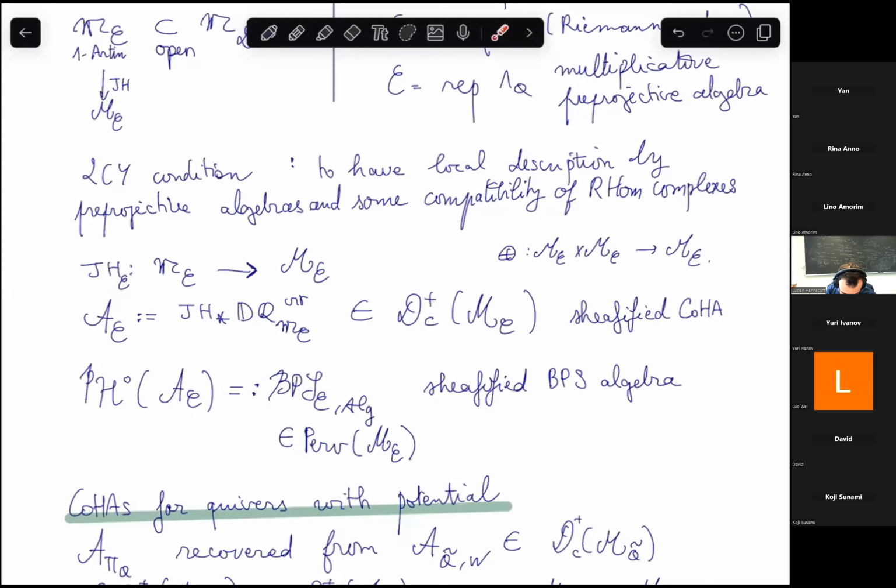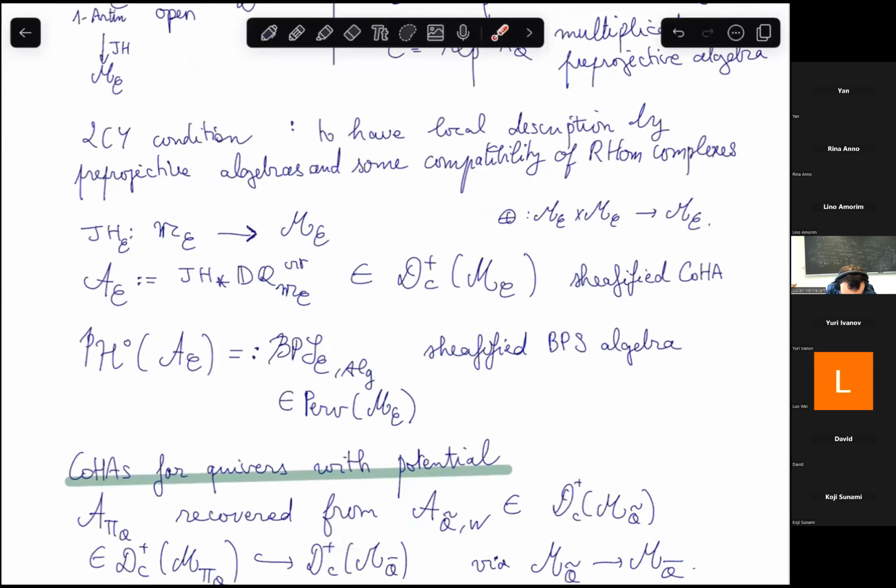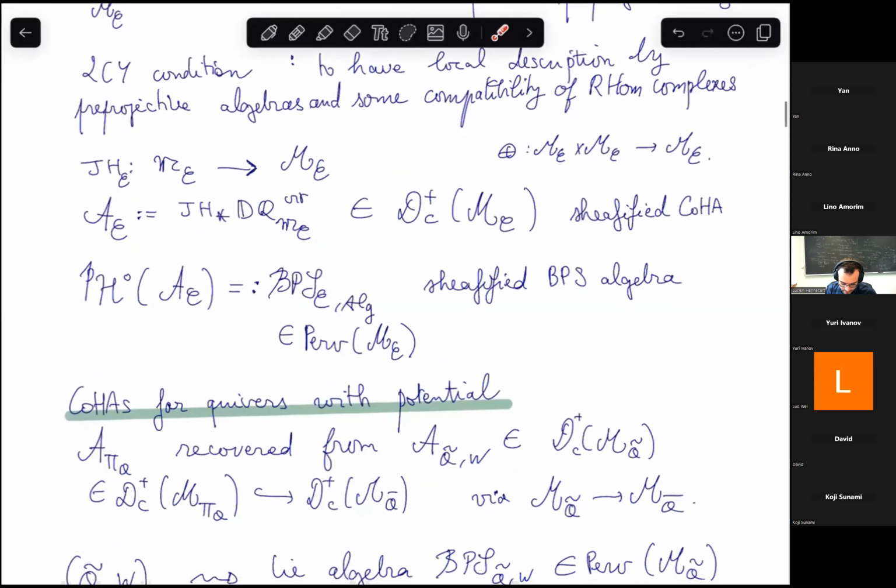And also, I explained why this object was concentrated in perverse degrees bigger than or equal to 0. In particular, if we take the degree 0 perverse cohomology, we get some perverse sheaf on the good moduli space, which has an induced algebra structure. And we call this the sheafified BPS algebra. So this is an associative algebra in the category of perverse sheaves over the good moduli space.